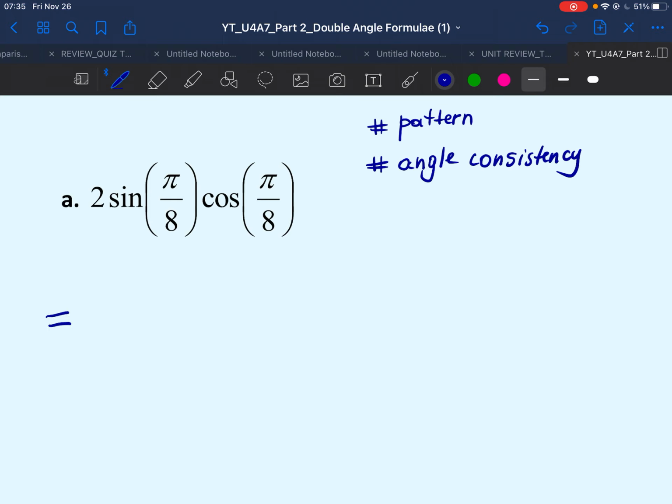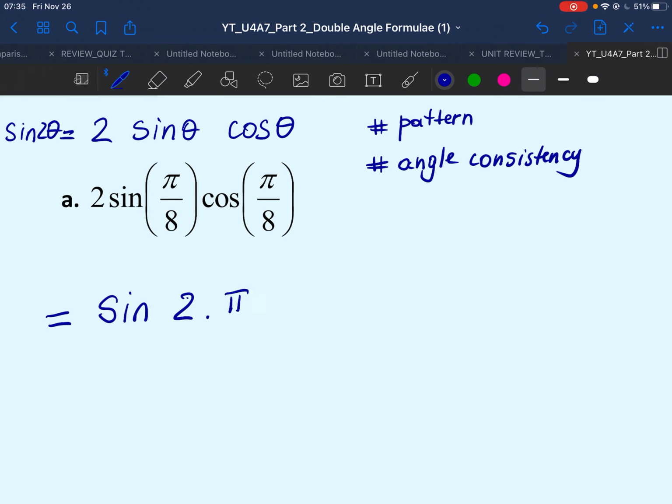because that's how the double angle formulas work, right? So 2 sine pi over 8 cos pi over 8 reminds me of the formula 2 sine theta cos theta. So this I know is equal to sine 2 theta. So therefore, I'm going to say that 2 sine pi over 8 cos pi over 8 would equal the sine of double pi over 8. In a more simplified form, this would be sine of pi over 4.